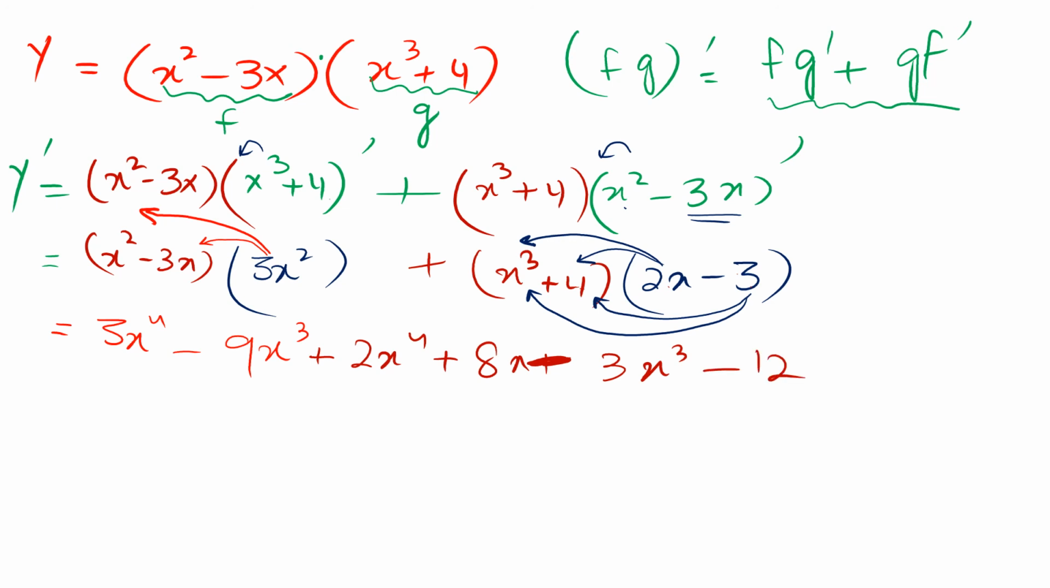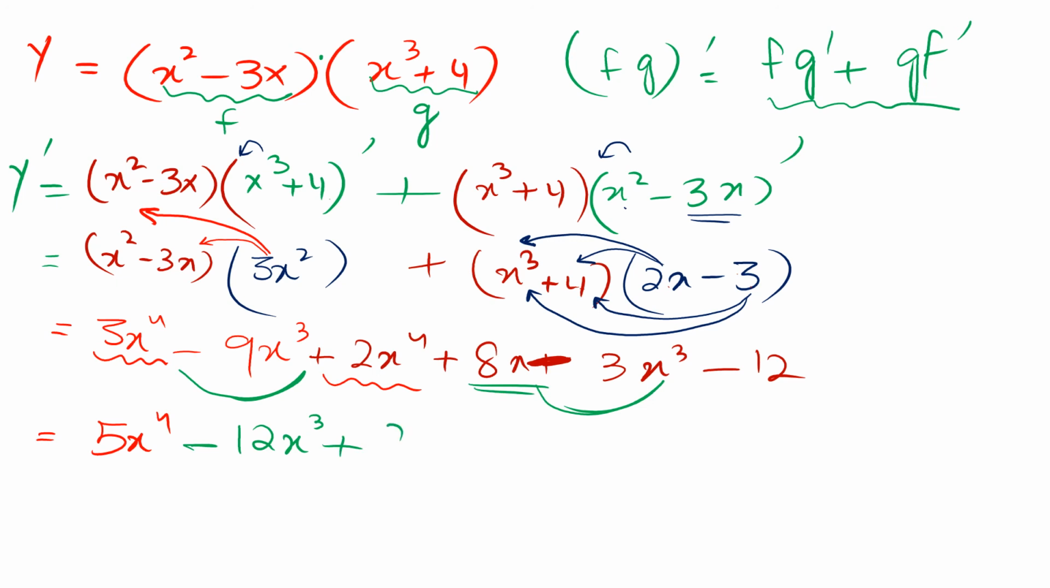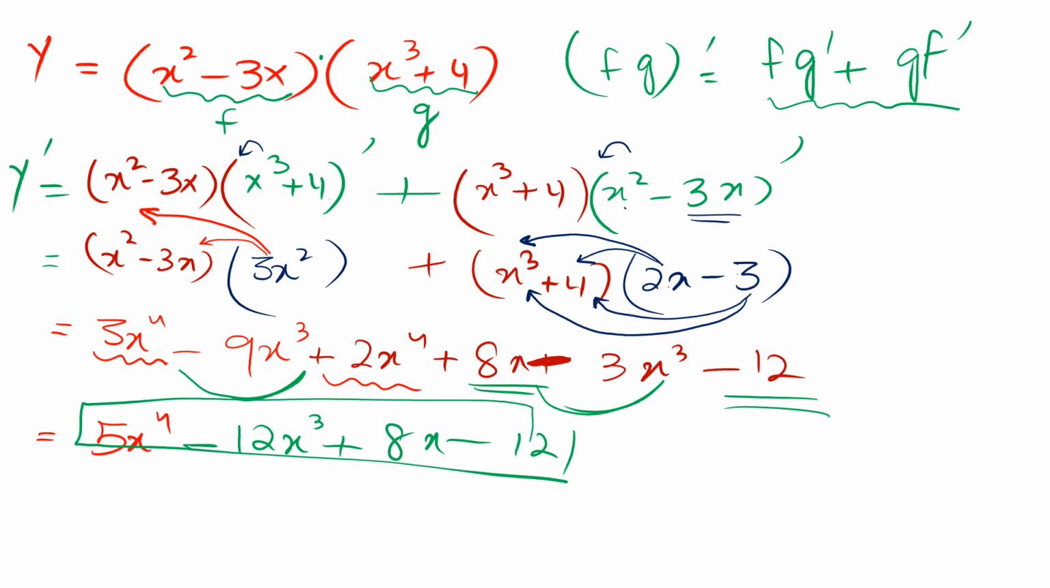Now combine, add or subtract the like terms. So here you have 3x to the power 4 and 2x to the power 4. You will get 5x to the power 4. Here you have 9x cubed with a negative sign and you have negative 3x cubed. So you will get negative 12x to the power 3. Then you have 8x separately, so just write it down, and you have negative 12. So write them together and this is your answer. I hope that you understood how we can apply the product rule, and in the next video we will see how to use the quotient rule of differentiation.